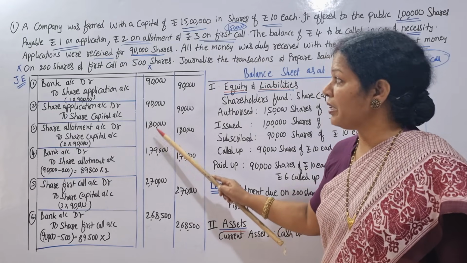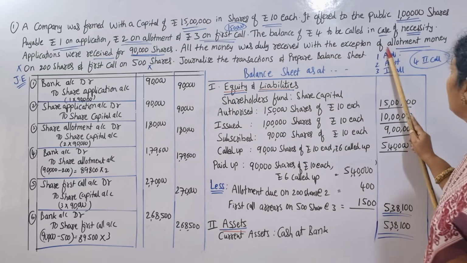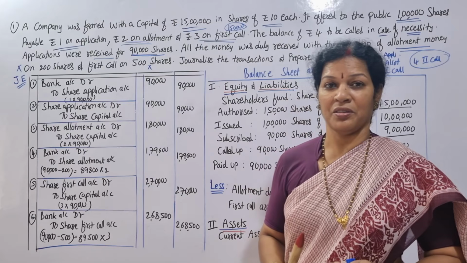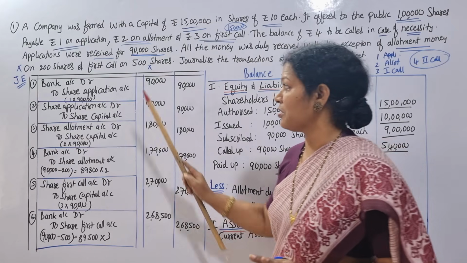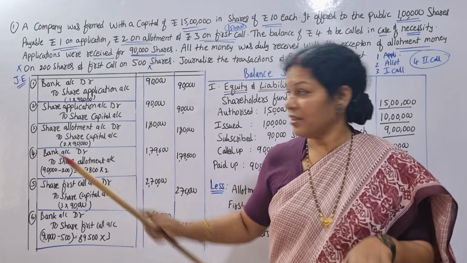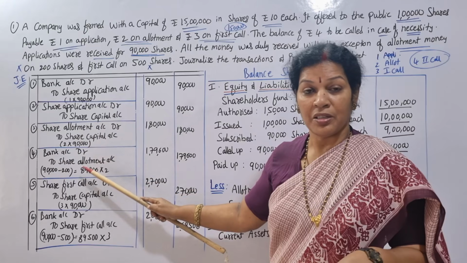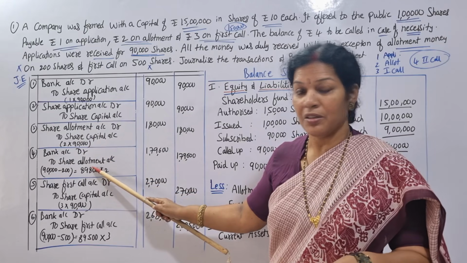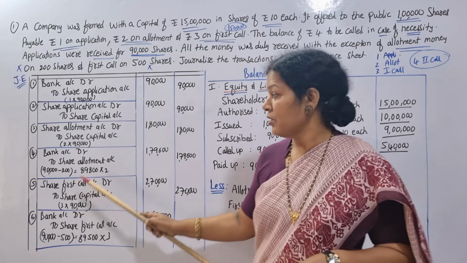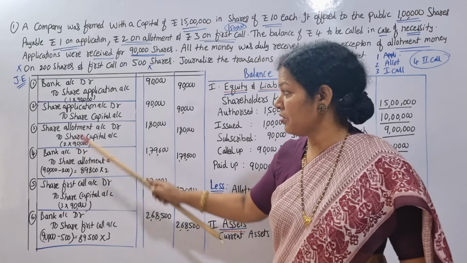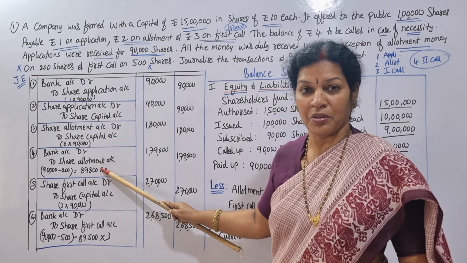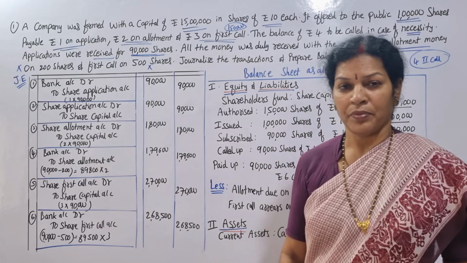Allotment money on 200 shares is not received. 200 not received means this is due, and this is receiving. So when you are receiving it, bank account attached to share allotment account. Share allotment goes to the downside. Bank account attached to share allotment account. So this is the journal entry.